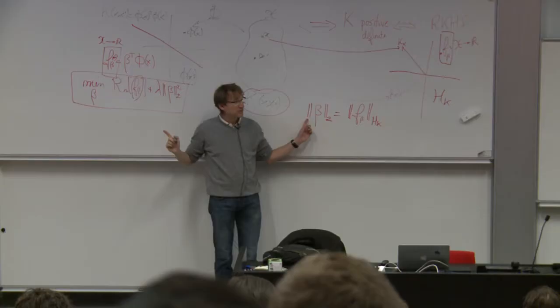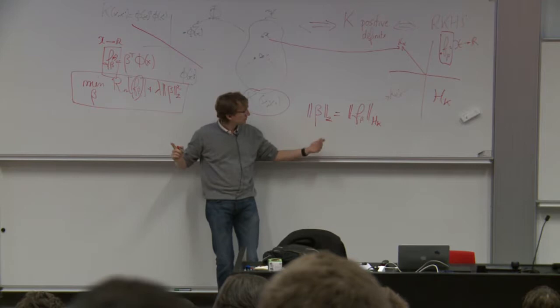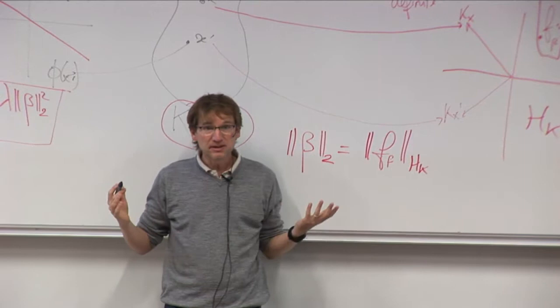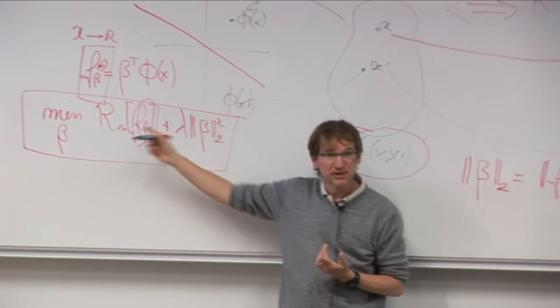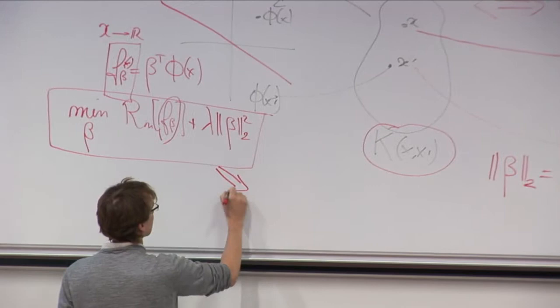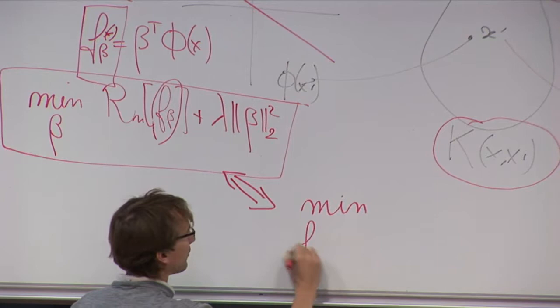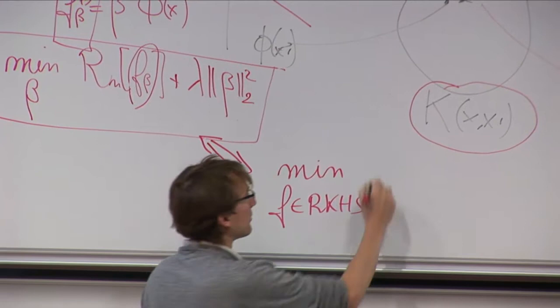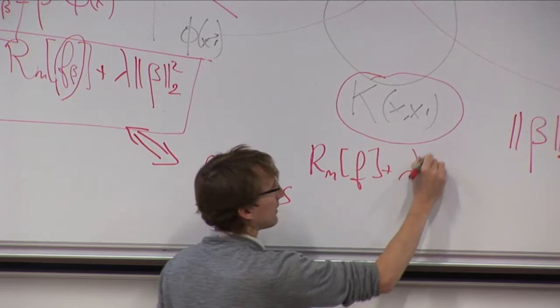Because of this isometry, you see that the L2 norm of beta is also the norm of f in this space. So this means that we can reinterpret learning a linear model as really learning a function over a space. The reinterpretation is to write that this is equivalent to minimizing, when f is a function of the RKHS, the empirical risk of f plus lambda times the norm of f in the RKHS.